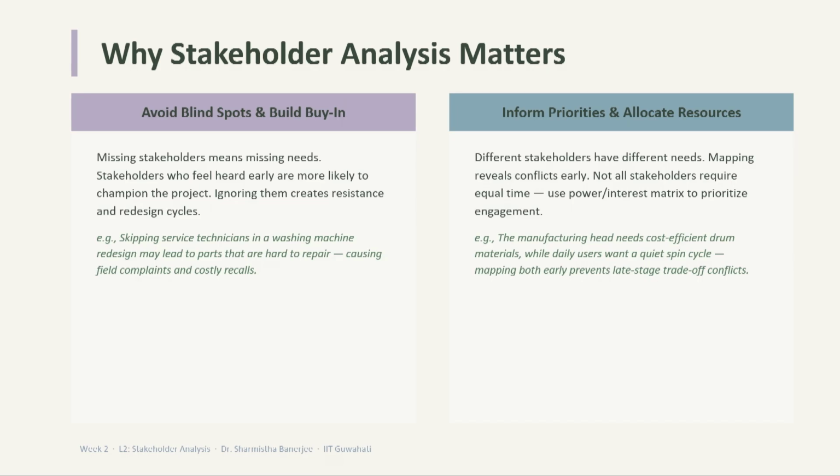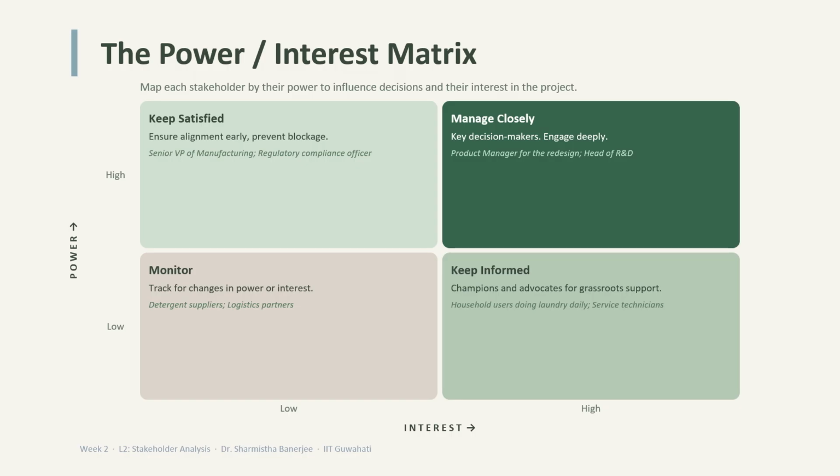So once we have identified all the stakeholders, we have to understand the power that each one holds and the interest they have in the system. When I talk about power, it means how much influence they have in this particular system. When I say interest, how interested are they in this particular designed system? So we will map each stakeholder by their power to influence decisions and their interest in the project. On the x-axis, I have interest. On the y-axis, I have power.